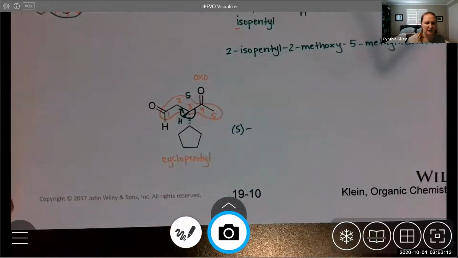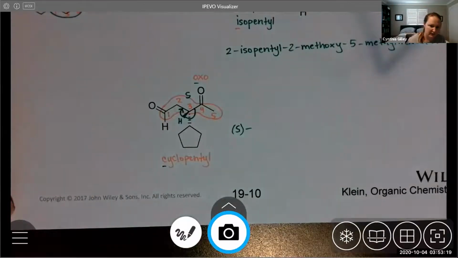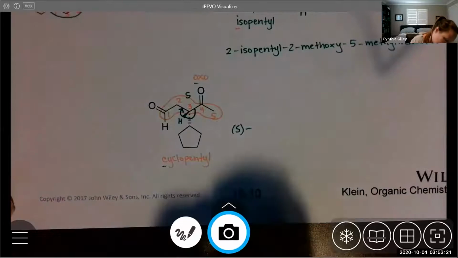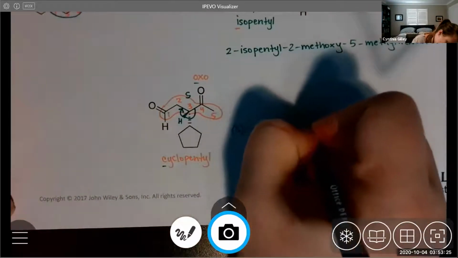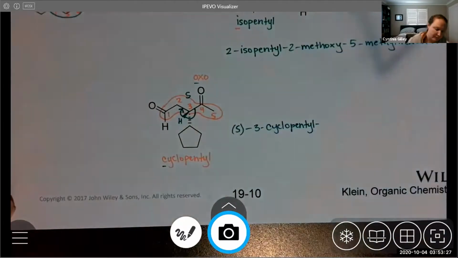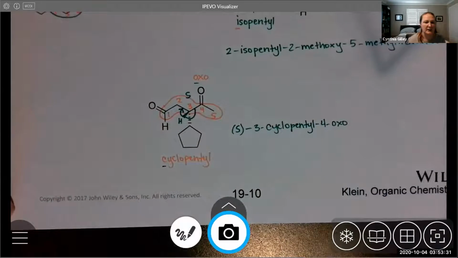Now we start with the substituents. We have C versus O, right? The C comes first. So 3-cyclopentyl, 4-oxo, right? Now comes the parent, and we have a 5 carbon chain, right? So this is a pentanal.